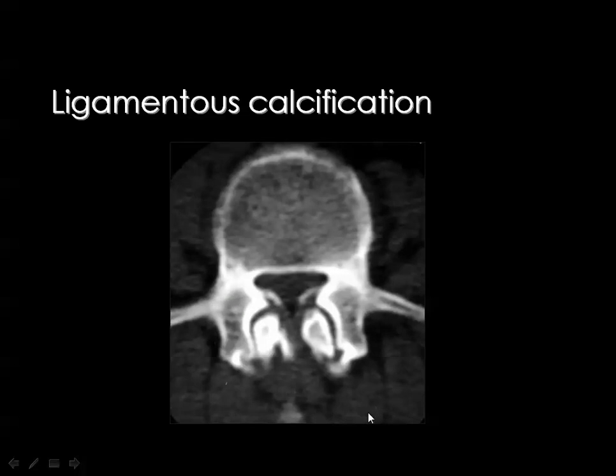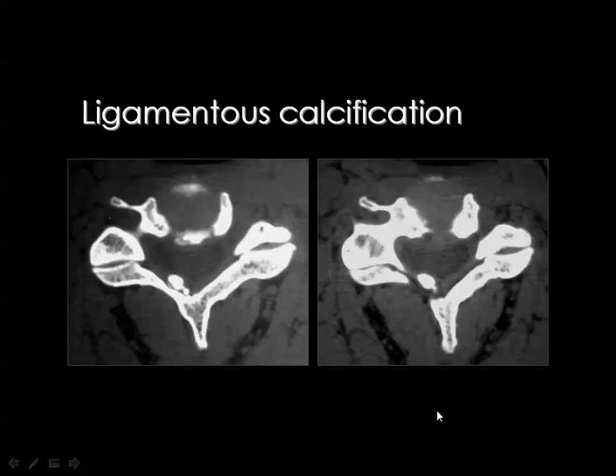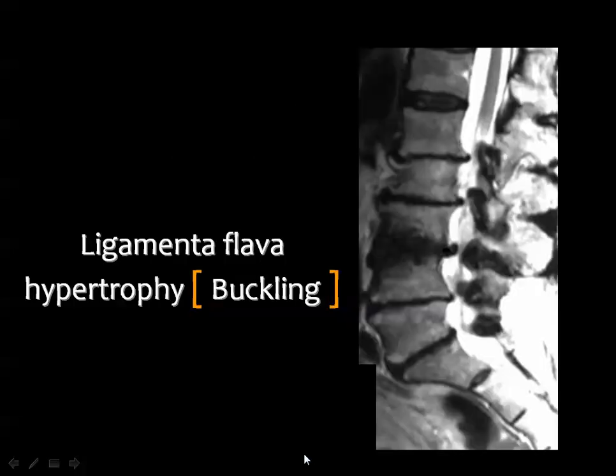Because the ligament is black in MRI, and calcium is also black in all MRI images, you cannot see calcium in the ligament except by CT. This is an example of ligamentous calcification by CT in the ligamenta flava bilaterally. And this is unilateral calcification of the ligamentum flavum in the cervical spine on the right side. This is the ligamentum flavum which is not calcified, and this is the calcified one.